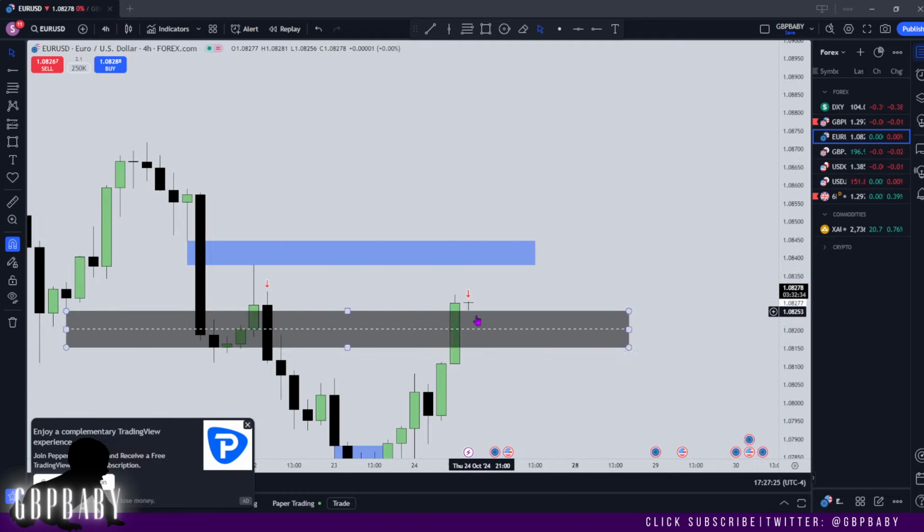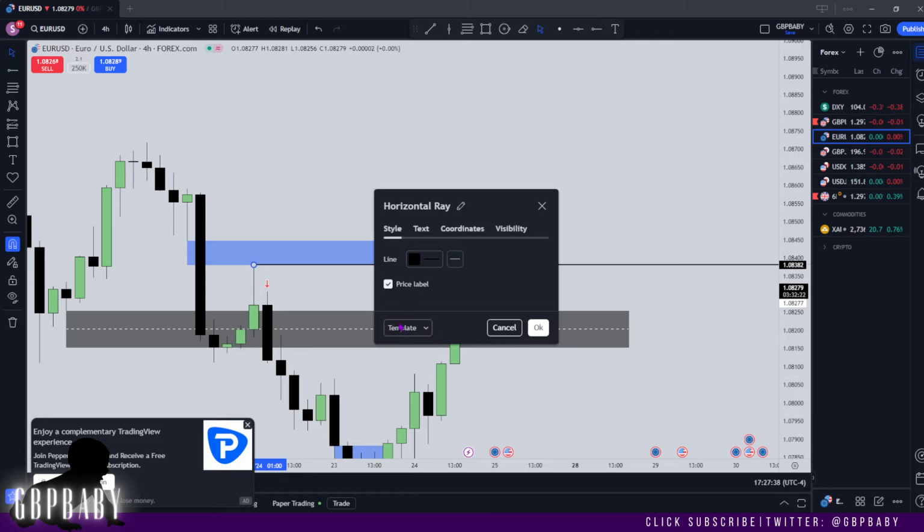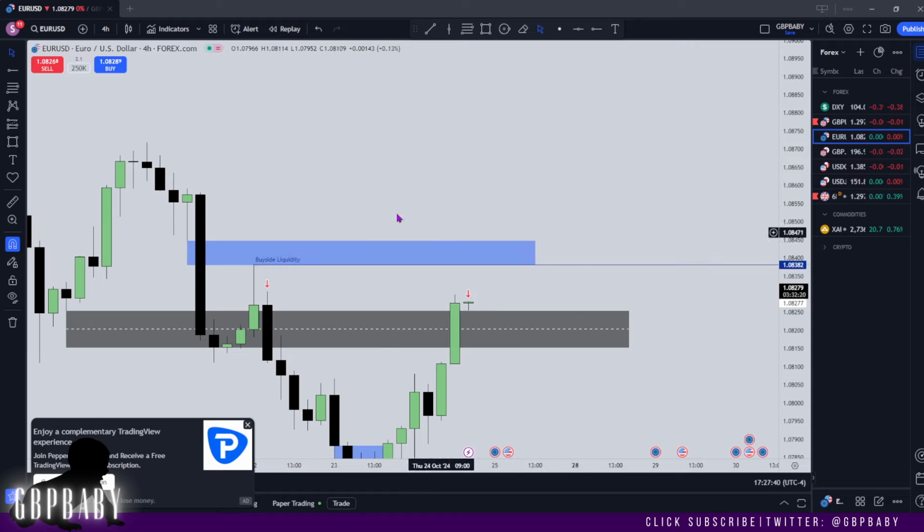So this could allow us for potential setups to form. Maybe in London, price may want to dip down into there. That's where I'll be accumulating longs, and then I'll start looking to offset those positions above this swing high right here, assuming London allows price to drop down into there, which would be ideal.